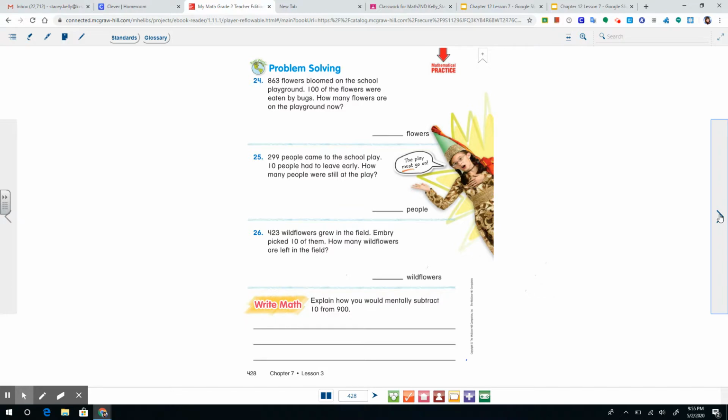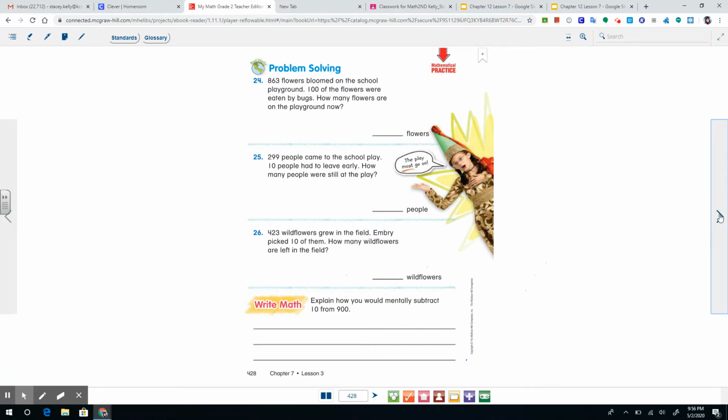Write math, explain how you would mentally subtract 10 from 900. And when I think about this problem, I think about skip counting, but skip counting backwards by 10. So think if you're at 900 and you have to skip count backwards by 10, what would you get? If that's still too challenging, and that could be very, very challenging really because it's a different way of thinking, you can stack it, put 900 on top and put the 10 underneath it and subtract it out and work it out that way. Then tell me how you could do it mentally, because sometimes if you have to do it old school to find the answer and then you can figure it out mentally, that's fine too.